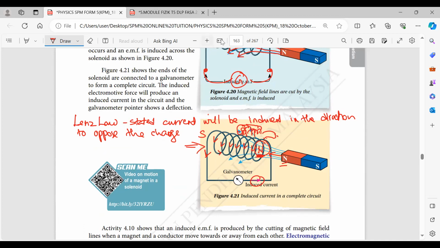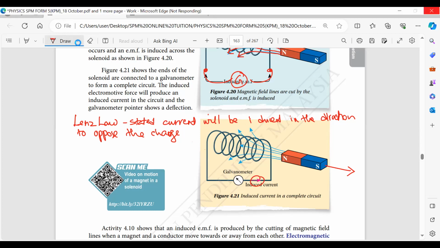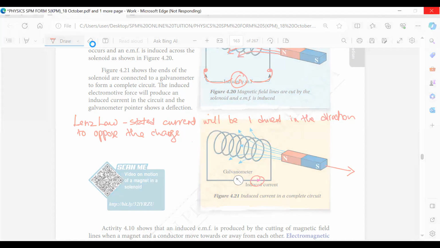Now I will try to pull the magnet out. Okay, I'll erase the thing. I want to pull the magnet out. See, when I want to pull the magnet out, like this, meaning I'm trying to separate them, this will be induced to now, oops, okay.